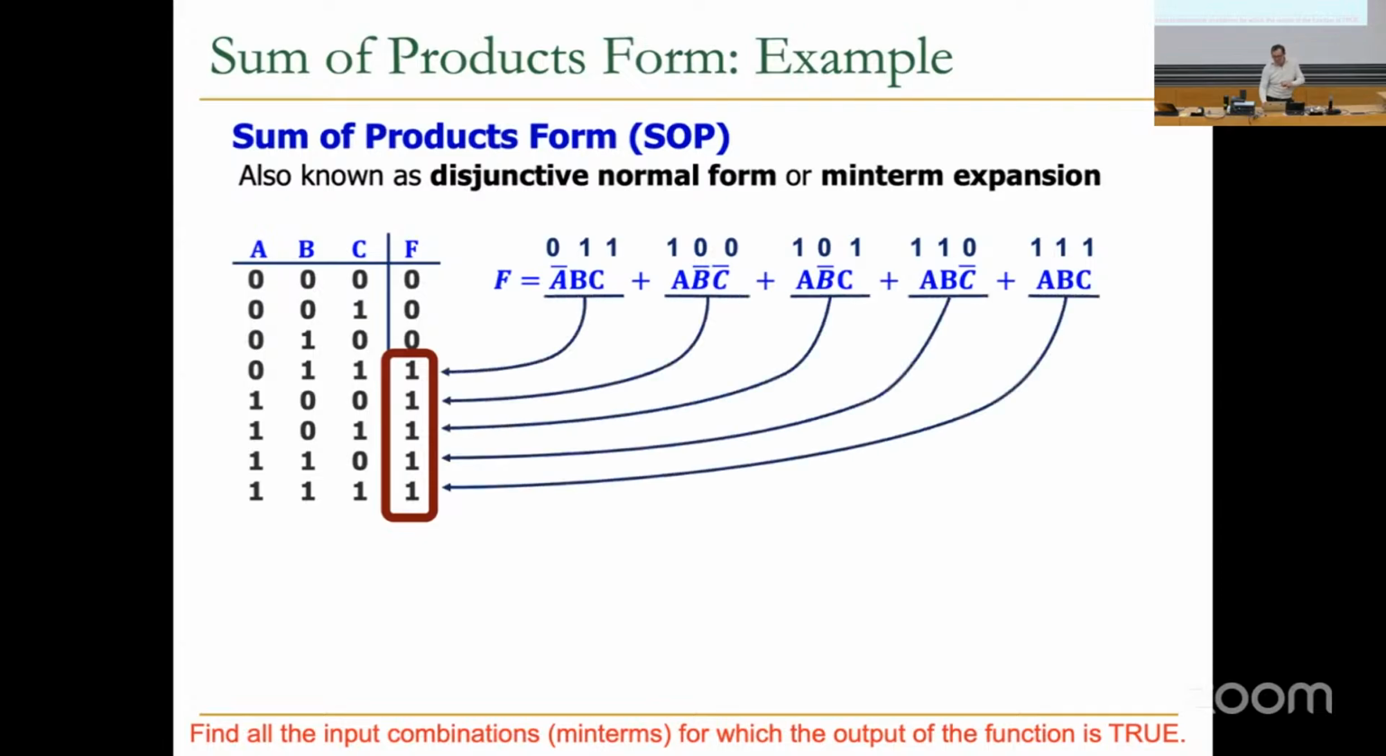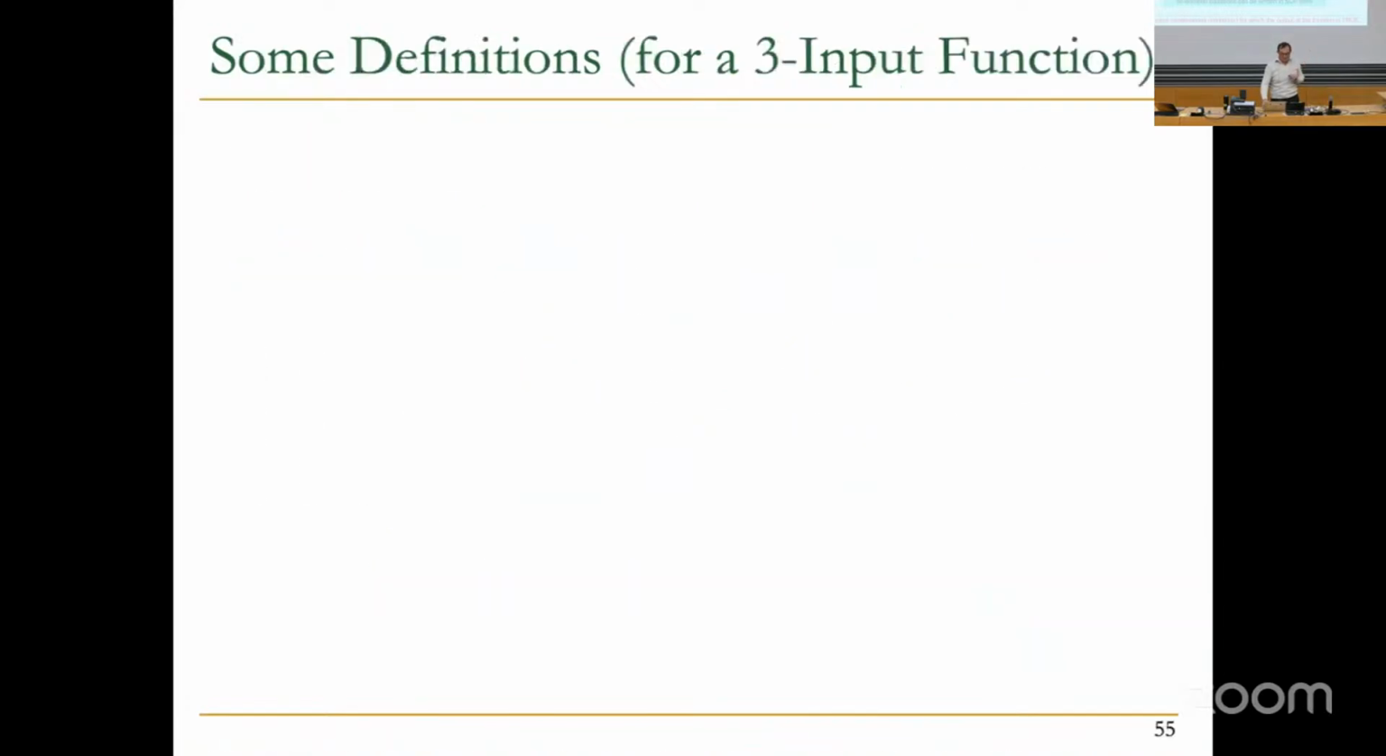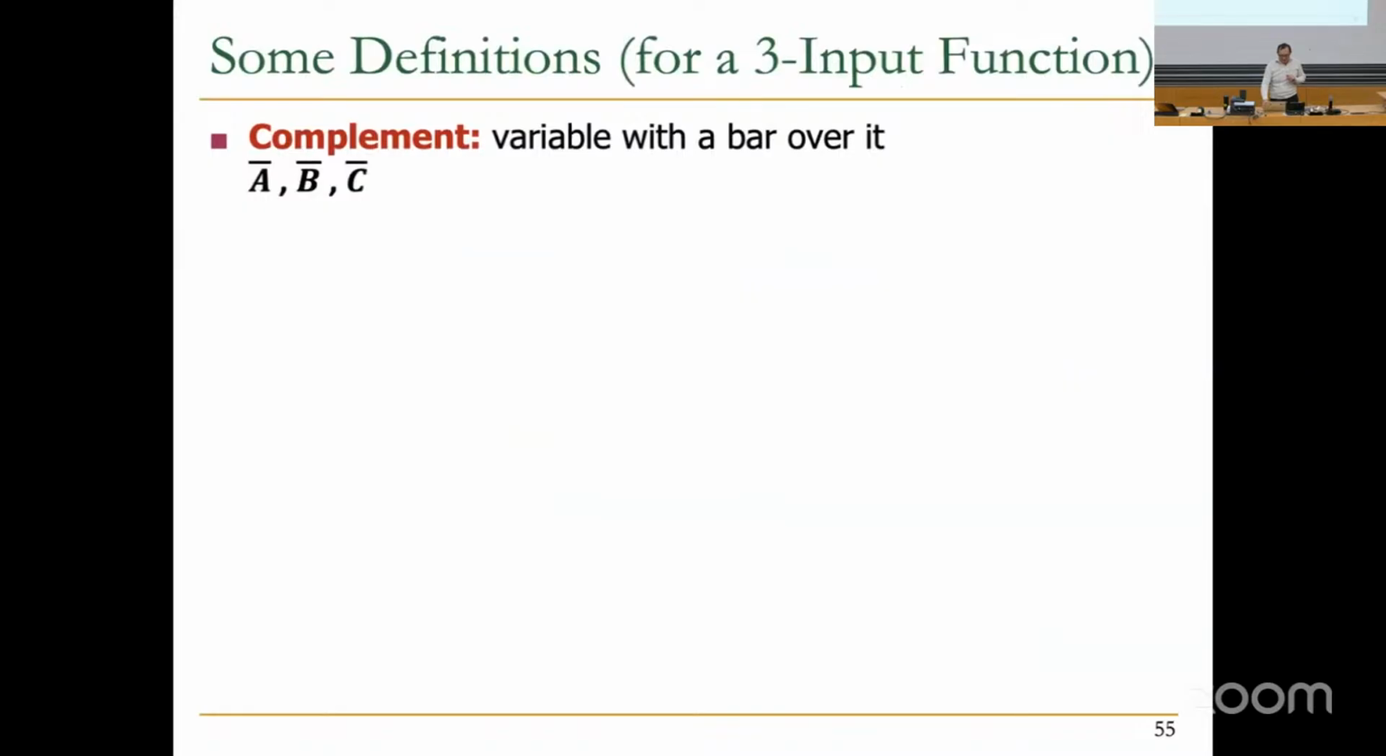Right? So let me finish this and then we'll take a break. Does this make sense? So this is very simple, as you can see, but this is a way of representing function. Essentially, F is in a very standardized way. F is the OR of all input variable combinations that result in a 1. And all Boolean equations can be written in SOP form. This is kind of a maximum, it's not a maximal form, but it really includes all input combinations with all literals.